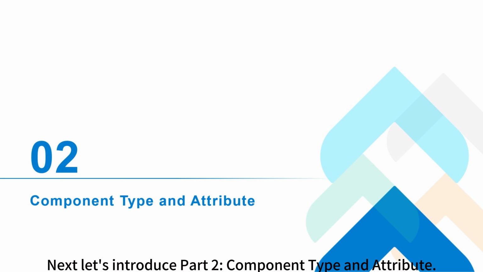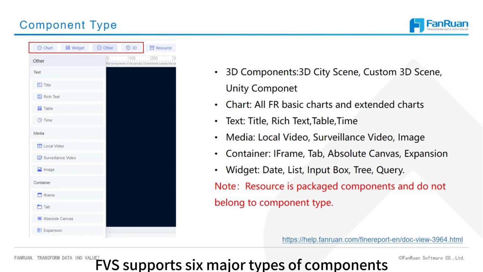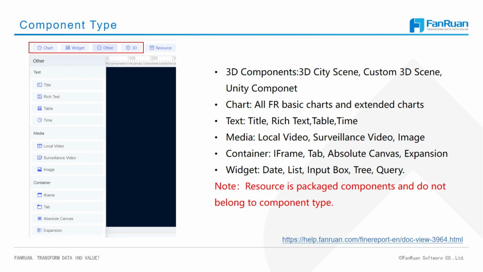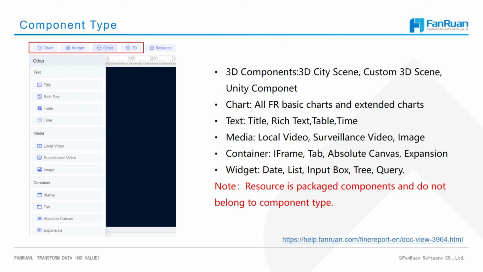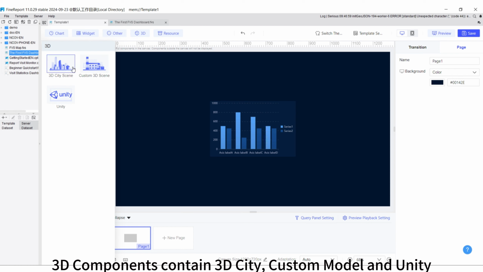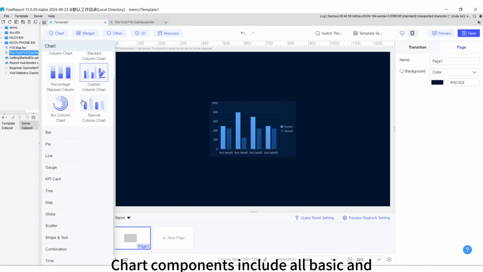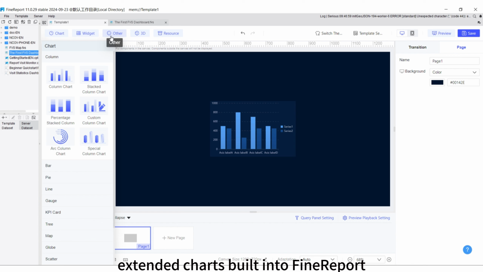Next, let's introduce Part 2, Component Type and Attribute. FVS supports 6 major types of components, namely, 3D components, charts, text components, media components, containers, and widgets. 3D components contain 3D City, Custom Model and Unity. Chart components include all basic and extended charts built into Fine Report.